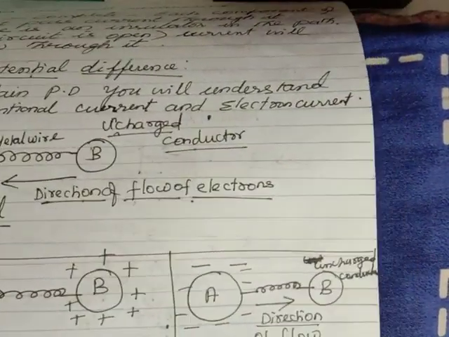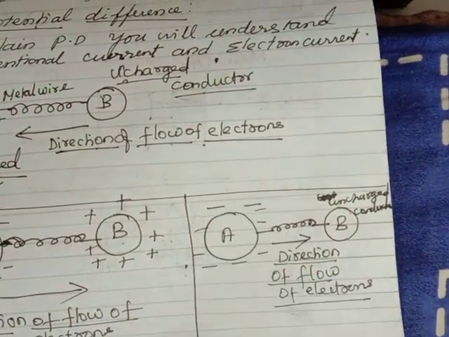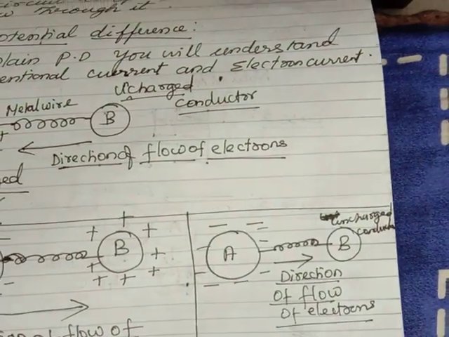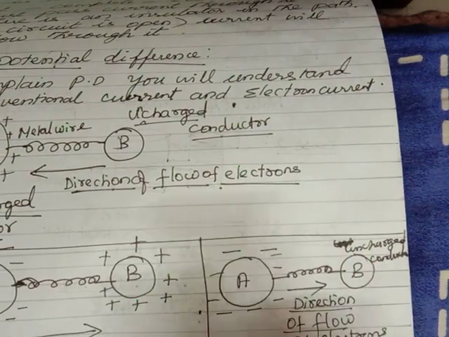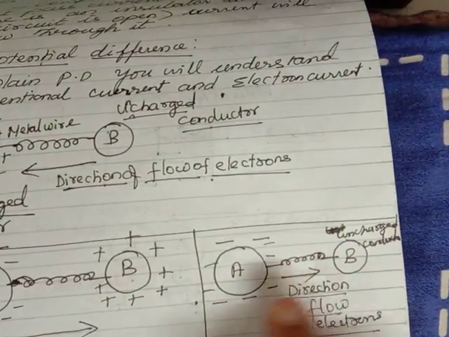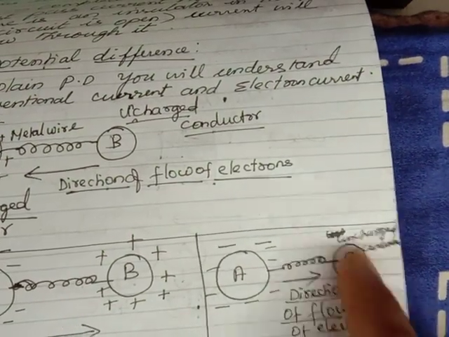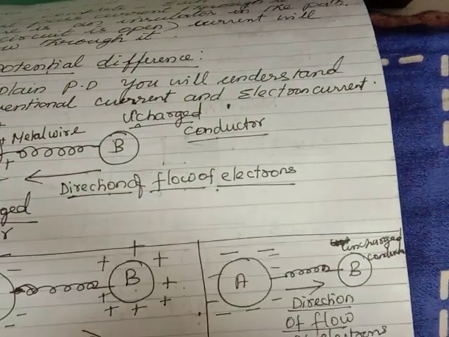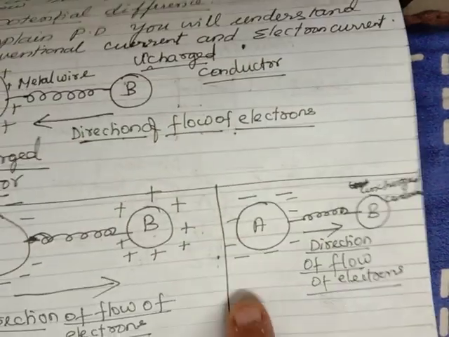Next diagram here. Again, you have two bodies. A is a negatively charged body and B is an uncharged conductor again. So now you compare, please, where the number of electrons will be more. Body A will have more number of electrons than body B. Why? Because B is an uncharged conductor, but A is a negatively charged body, therefore the number of electrons will be more compared to B. Therefore the electrons will flow from A to B.